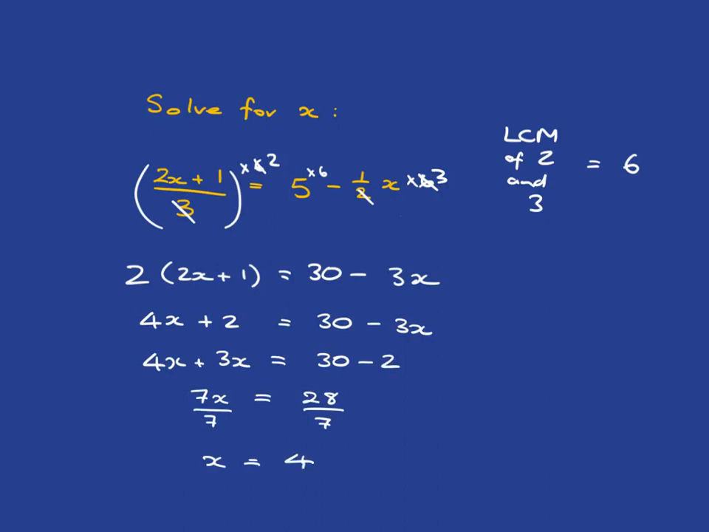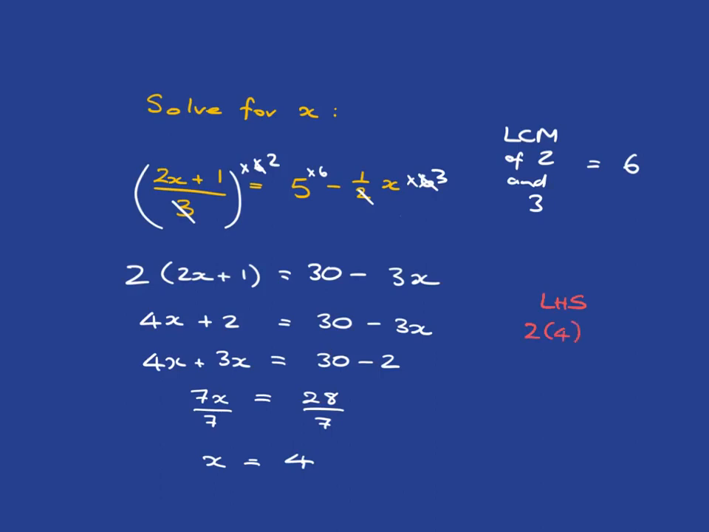Again, if we want to make sure we've got it right, we can always go and substitute 4 into this equation here. And we must make sure that what we get on the left is the same as what we get on the right. So let's go ahead and do that in this case. So let's start with the left-hand side and substitute in 4.